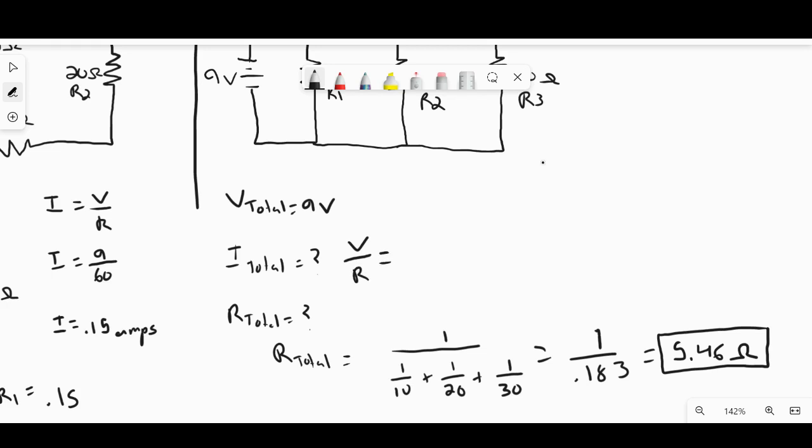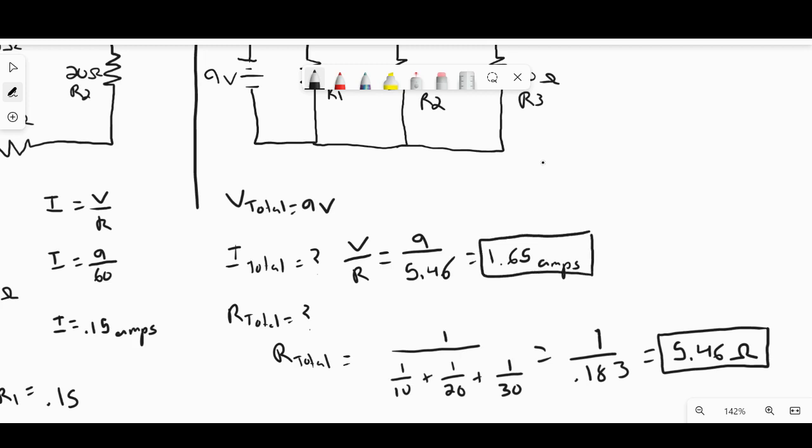So if we plug in values, we have 9 divided by 5.46, and that is going to give us 1.6. I'm going to round up to 1.65 amps.